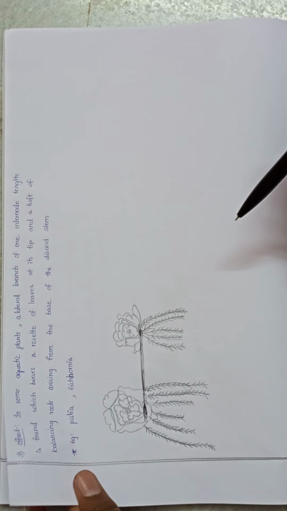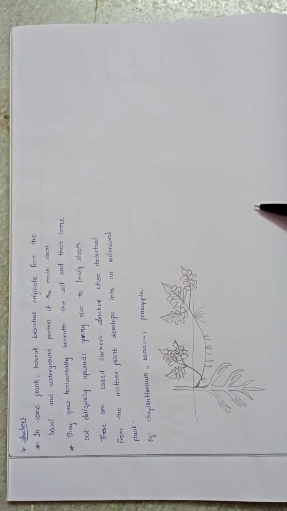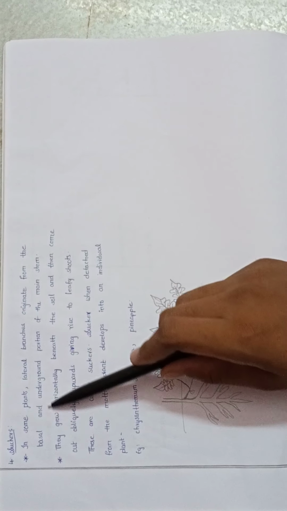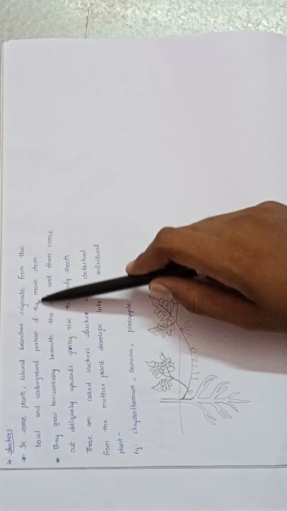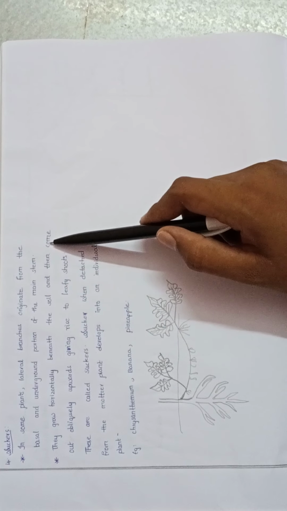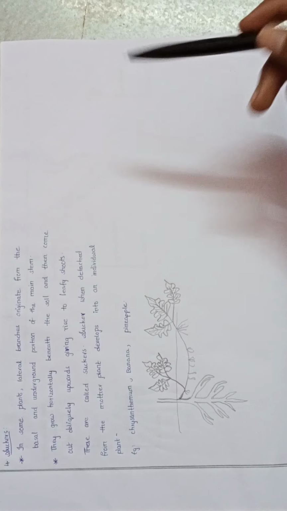And the next one is suckers. Suckers are, in some plants, lateral branches that originate from the basal and underground portion of the main stem. They grow horizontally beneath the soil and then come outwards, obliquely upwards, giving rise to leafy shoots.